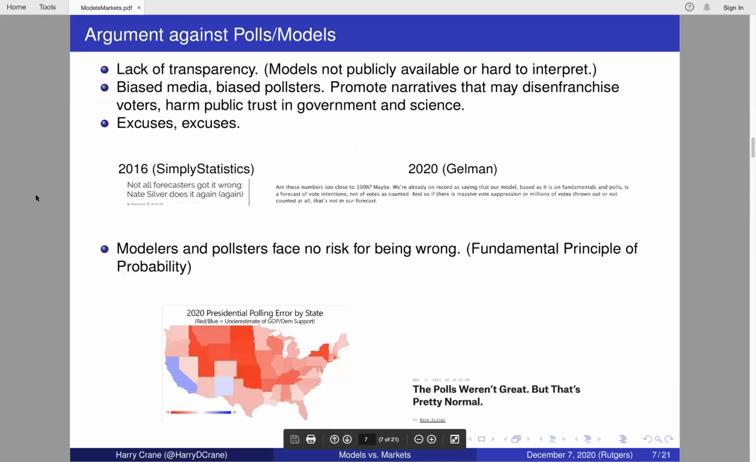Now there are arguments against both sides as well. So what are the arguments against the modelers or the polls? Let's see, is that a question?